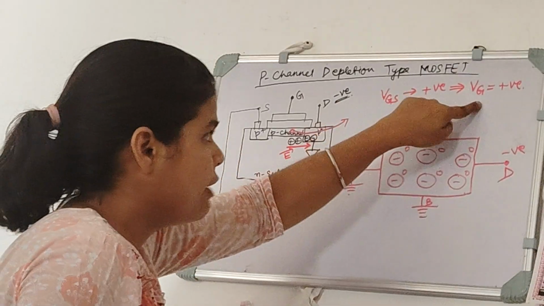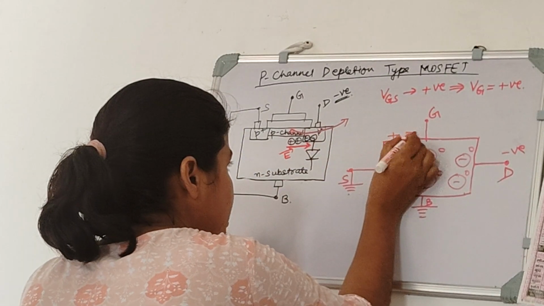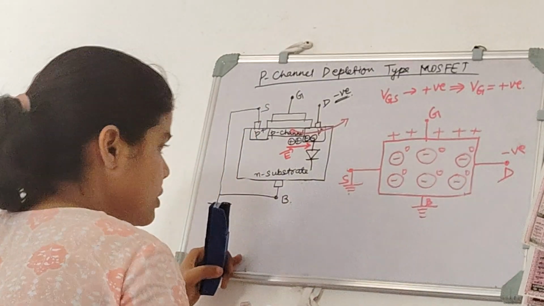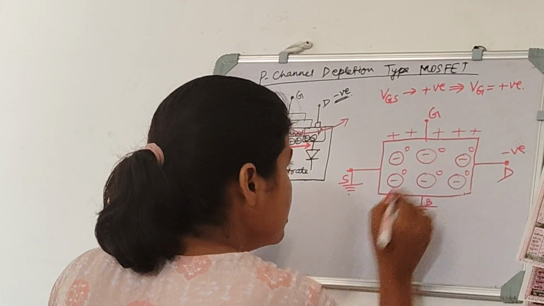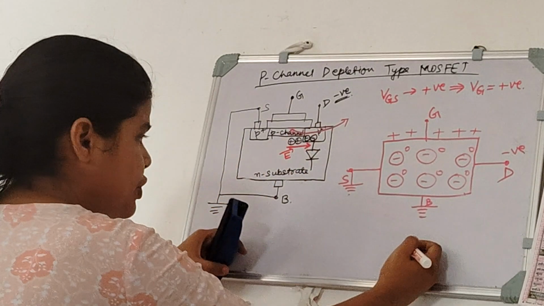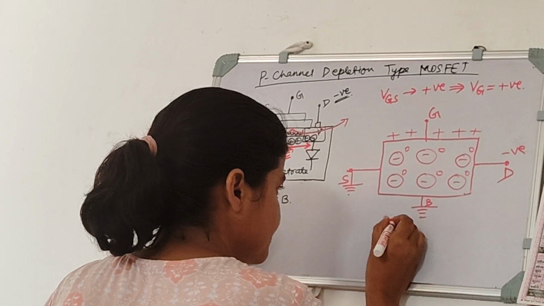And here we have applied VG positive. So here we will have plus sign. Plus sign indicates positive voltage. No, it is not ion. It is just indicating positive voltage. And here we have N substrate, and N-type material looks like this.